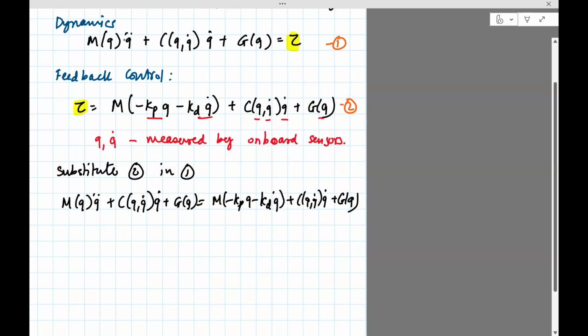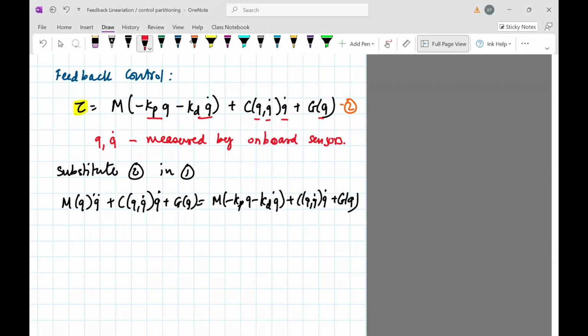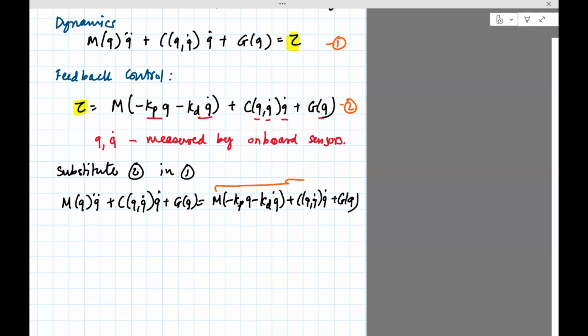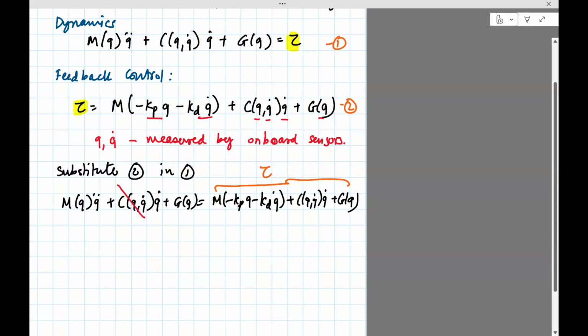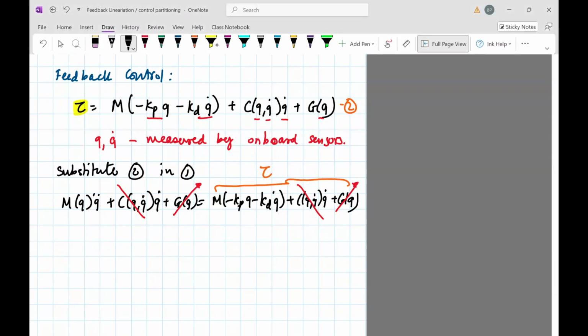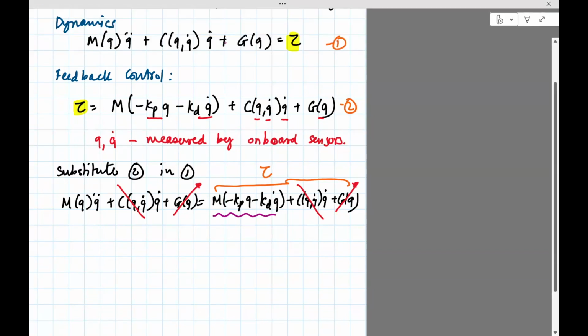So I just substituted the value for torque. This is tau. Okay, so what we observe is that this C cancels with this C. This G cancels with this G. Okay, next what I'm going to do is move this term to the left.